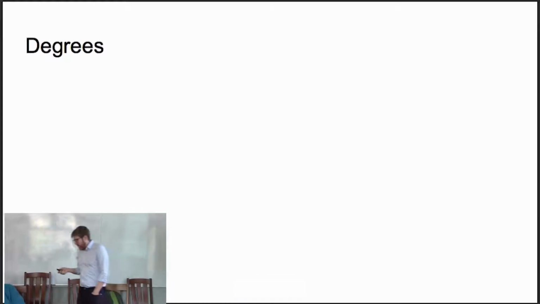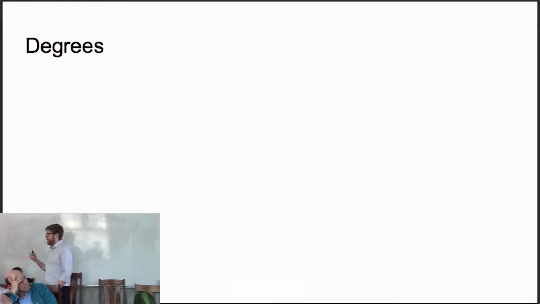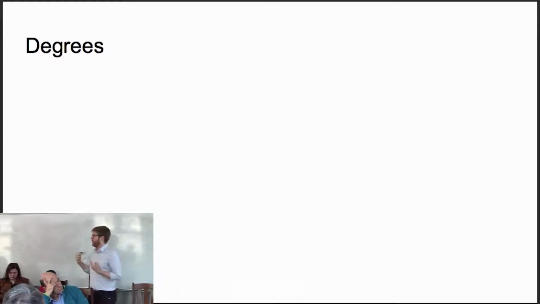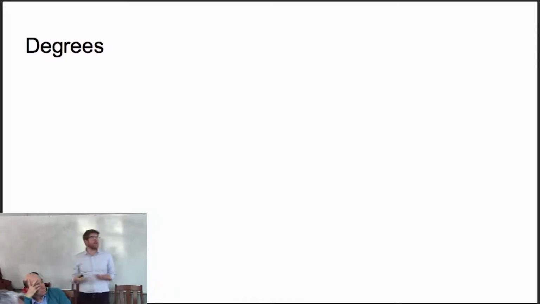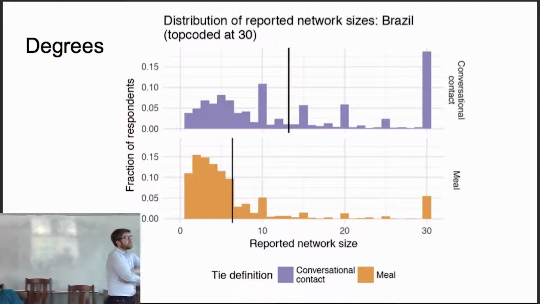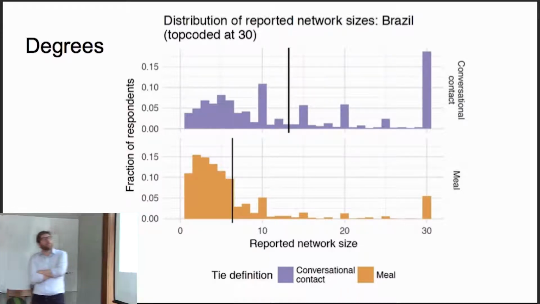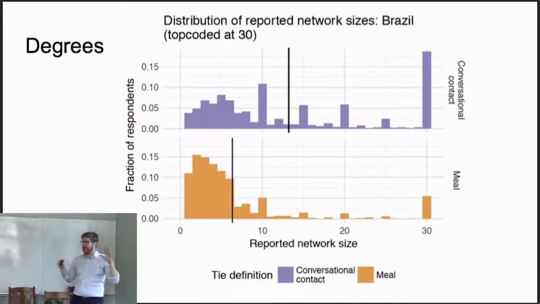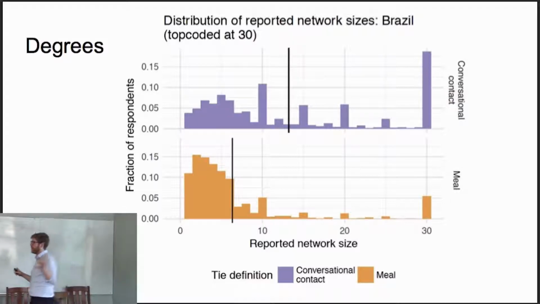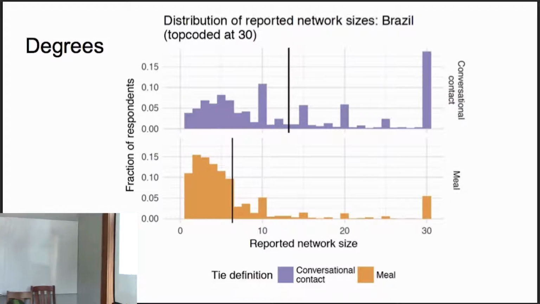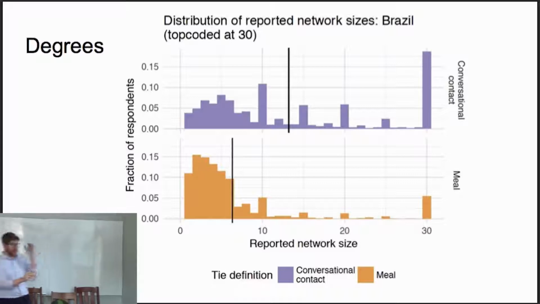Okay, and so the first thing that we can try to measure is the network size of the people who respond to the survey. This is the degree, in network speak. I'm going to show you one country first, and then I'm going to show you all the countries together so we can orient ourselves to the plot here.